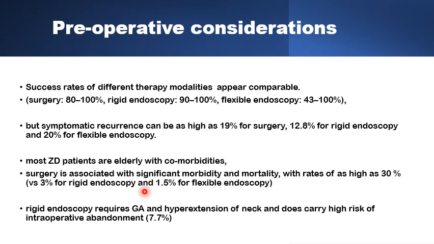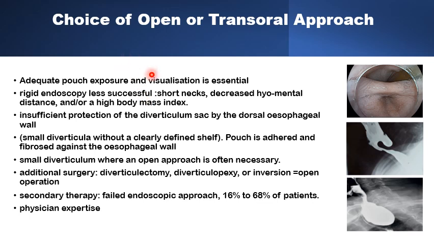The other factor is that for rigid endoscopy, you require a general anesthesia and also hyperextension of the neck, which can have some risk if the patient has neck problems or cervical problems, and sometimes the operation could be abandoned and transformed into either flexible or open surgery in as much as 7.7% of the cases. Although the ultimate choice between open or transoral approach depends very much on the surgeon's expertise, some factors should also be considered.